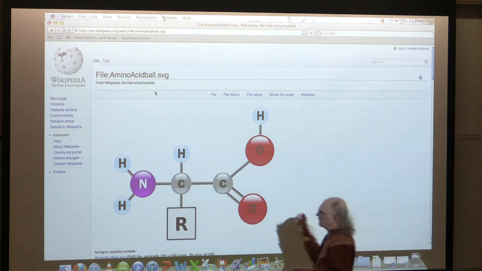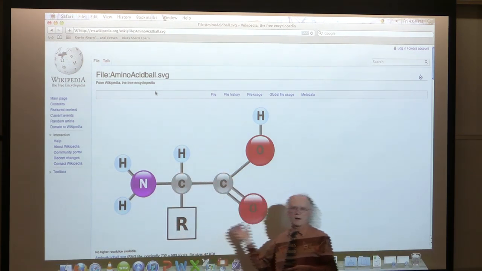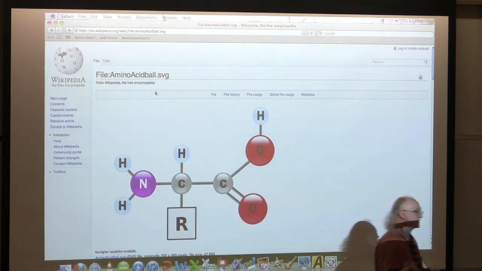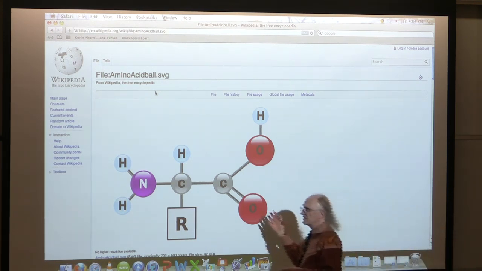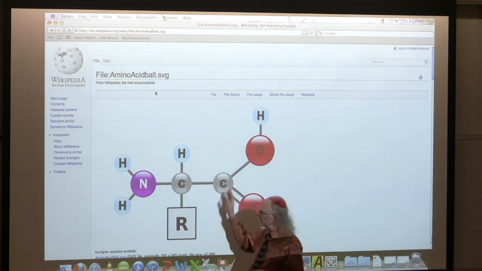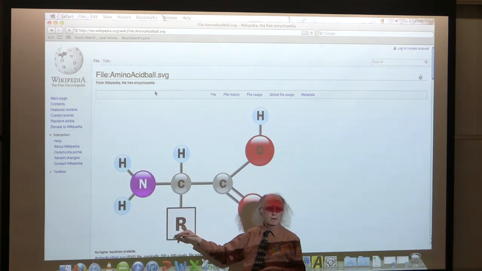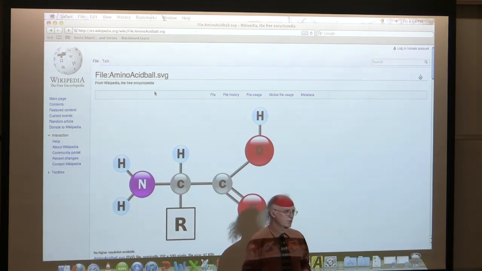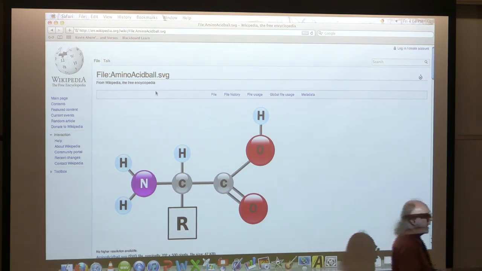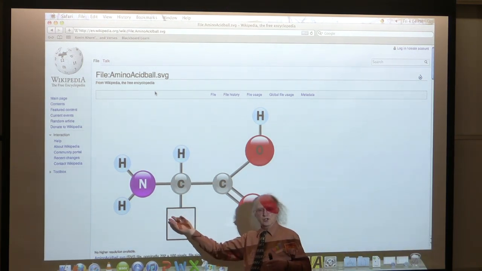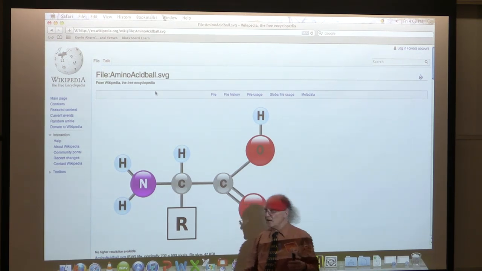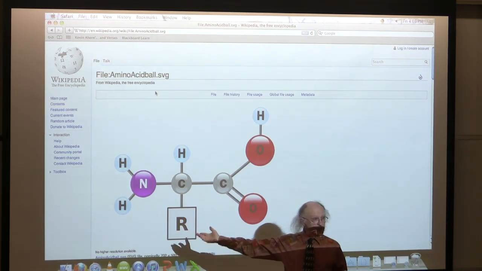Now, this you can use to represent all 20 amino acids. All 20 amino acids can be represented by this guy right here. The only place the amino acids differ, again with one minor exception, is right here, the composition of the R group. Now, this R group can be a methyl group. This R group can be a chain of carbons. This R group can be a hydrogen.